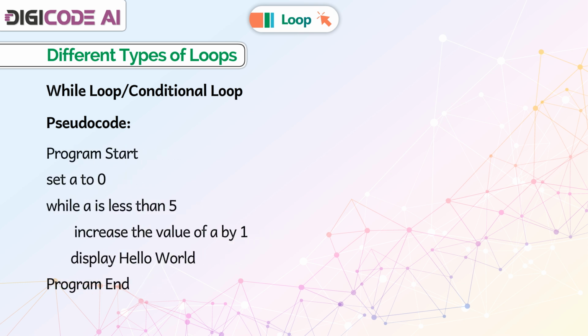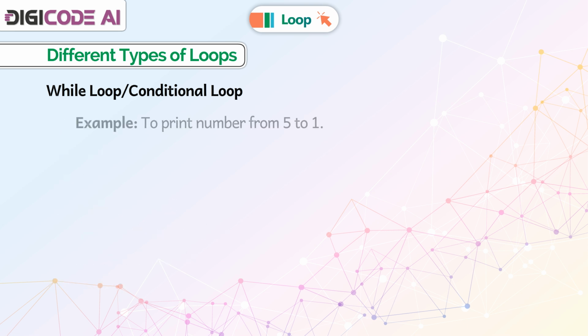Pseudocode. Program start, set A to 0. While A is less than 5, increase the value of A by 1. Display hello world. Program end.